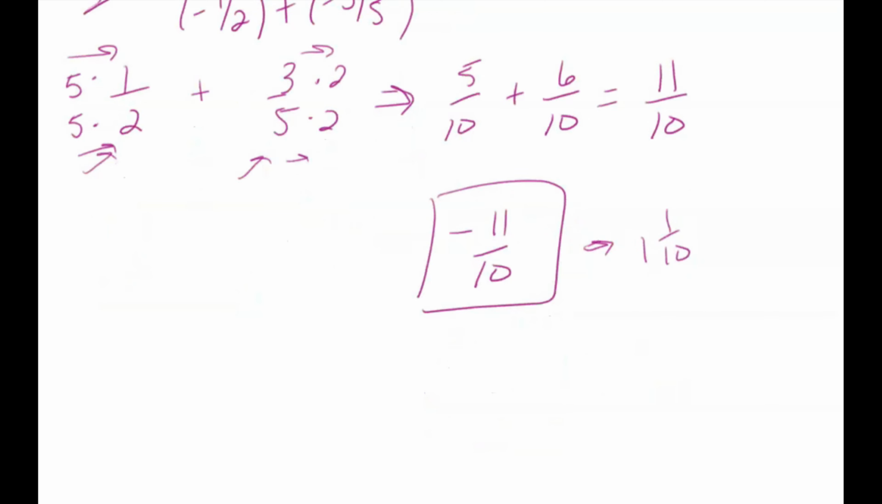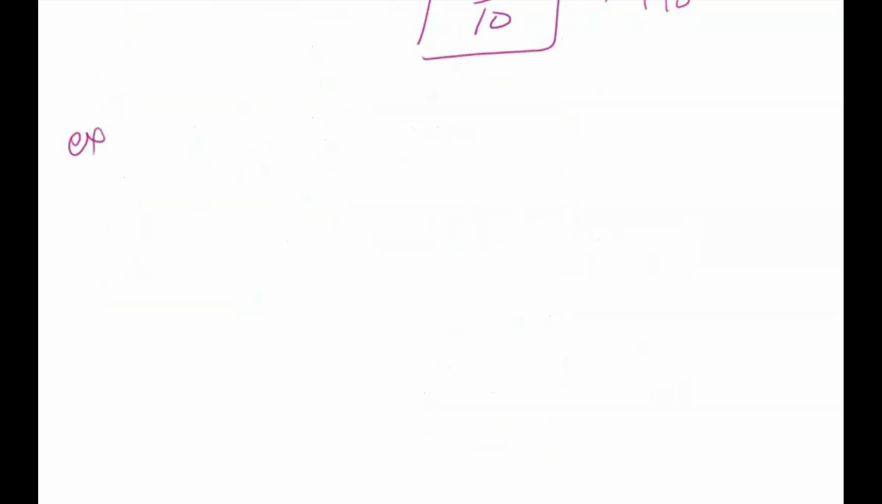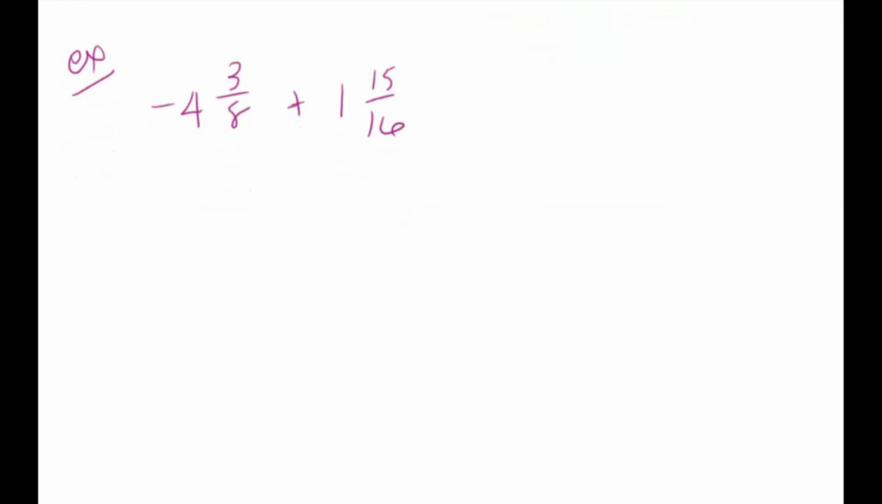Okay, let's crank out another example here. All right, what if we had -4 3/8 plus 1 15/16? Okay, so this is rule number 2, right? Because I have a negative and then I have a positive. And I have a lot going on. I got mixed numbers, so I got to change those into improper. Then I have to get a common denominator. And then my rule tells me I have to subtract them. So several things going on here.